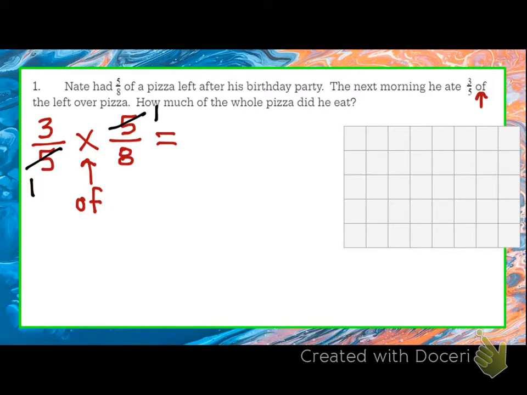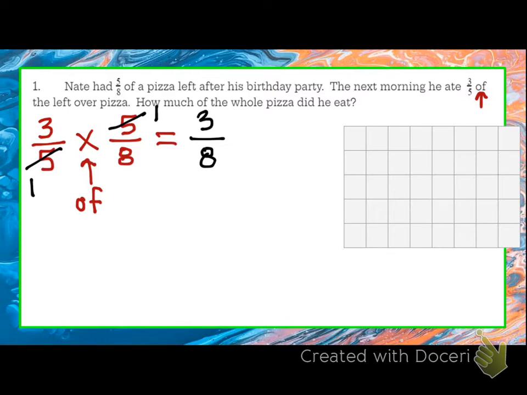But remember, you always want to continue to look and make sure that you cannot simplify anywhere else, which in this case, we can't. So we multiply across. So 3 times 1 gives me 3, and 1 times 8 gives me 8.